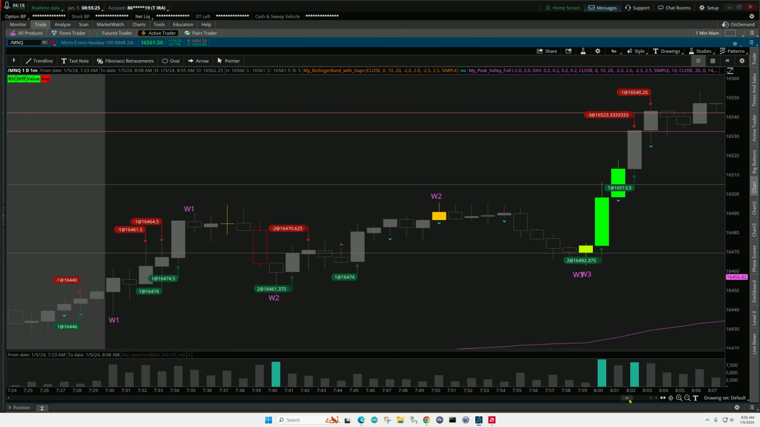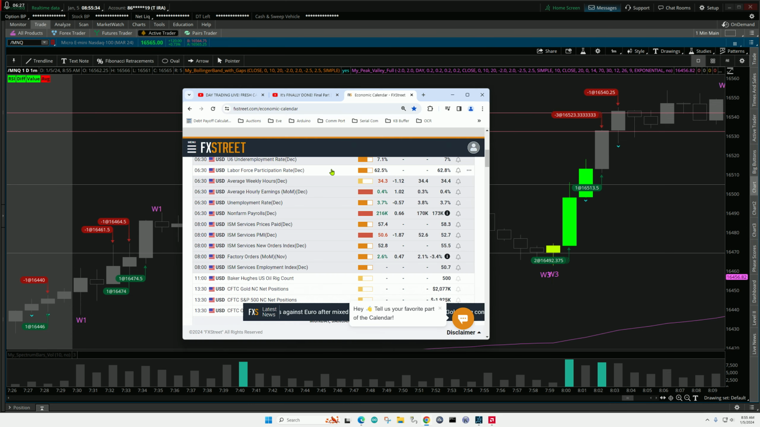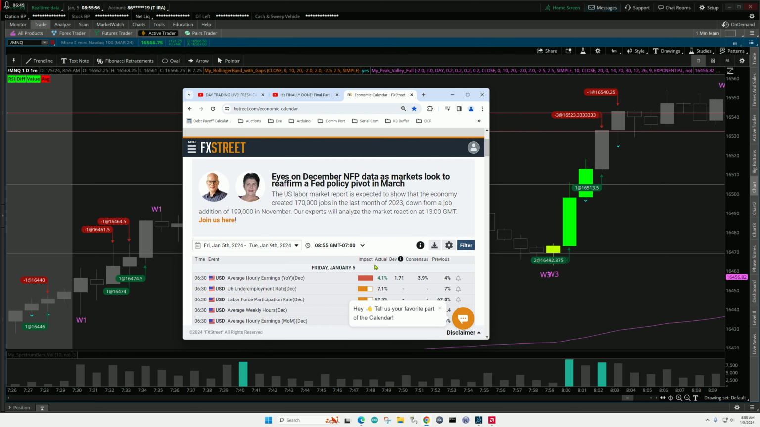At this point in time, we are 1 minute away from the economic data releases at 8 a.m. Mountain Standard Time, 10 a.m. Eastern Standard Time. This ISM Services PMI is a high volatility event. Any of these bars that are high or red are high volatility, orange is medium volatility, and yellow would be low volatility.